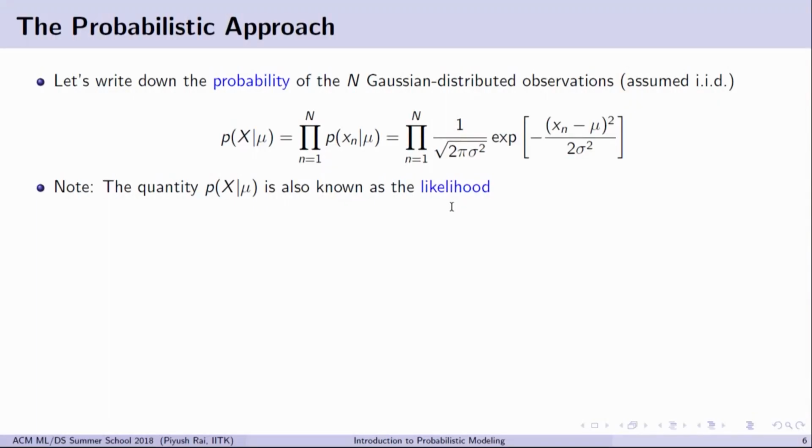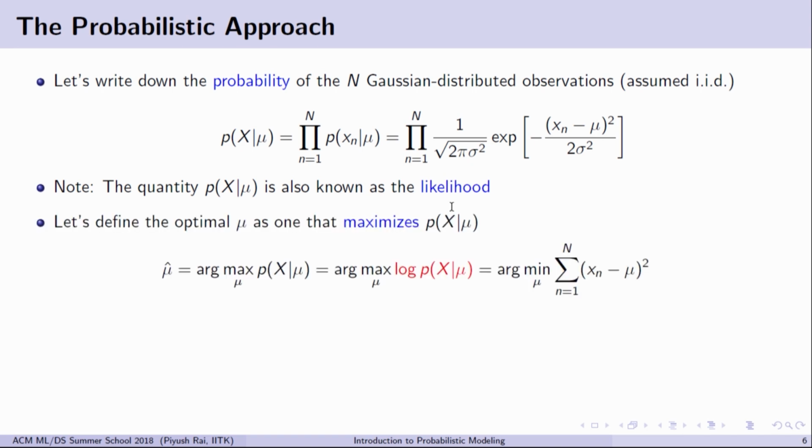Now, again, what was our original task? Our original task was to estimate mu. So given this probability of data as a function of parameter mu, what would be an optimal value of this parameter mu? We have the probability of data as a function of mu. The optimal mu intuitively would be one that maximizes this probability, right? So optimal mu will be one that maximizes the probability of observed data. So we can set the optimal mu to the mu that maximizes P of x given mu.